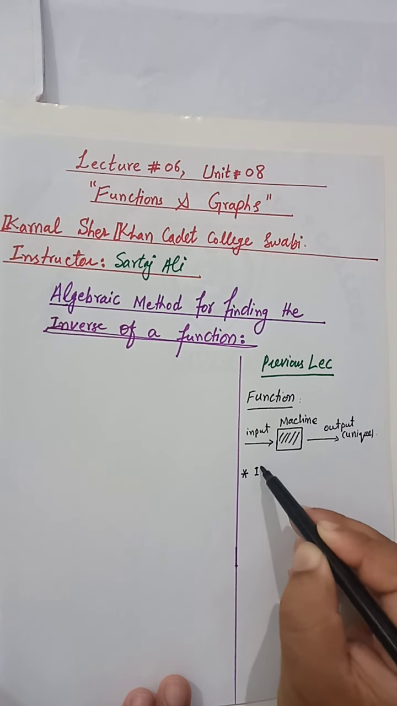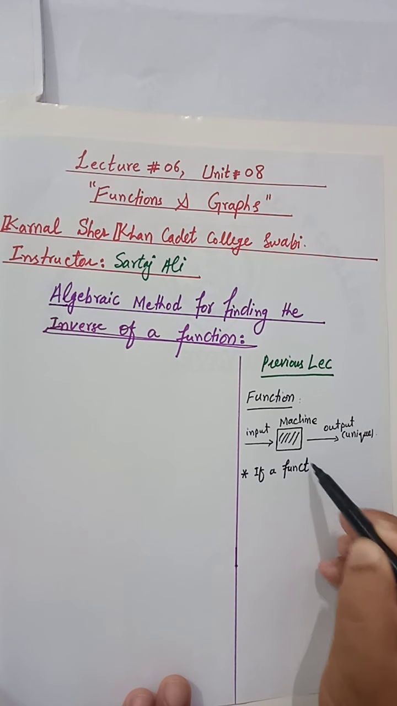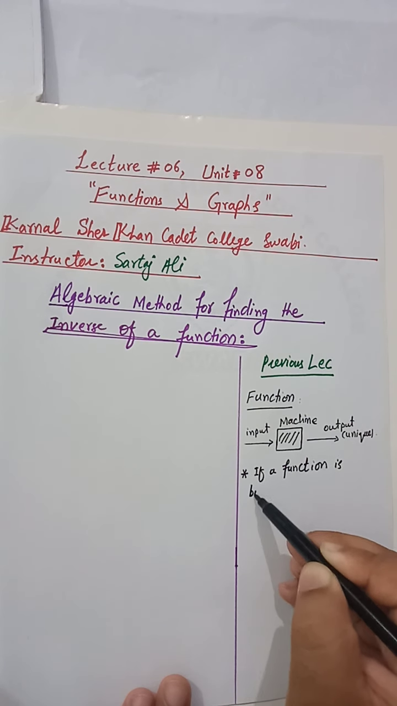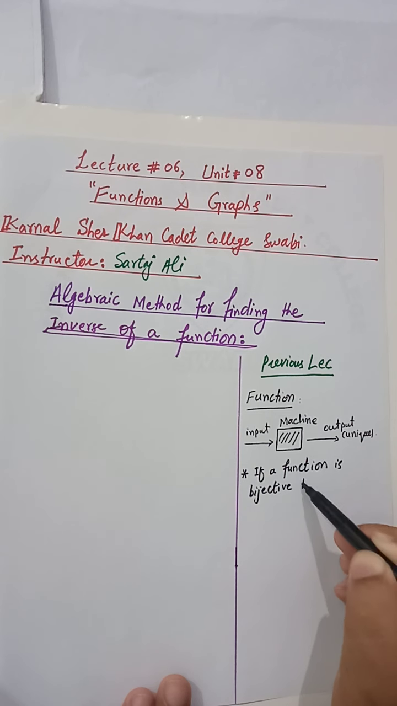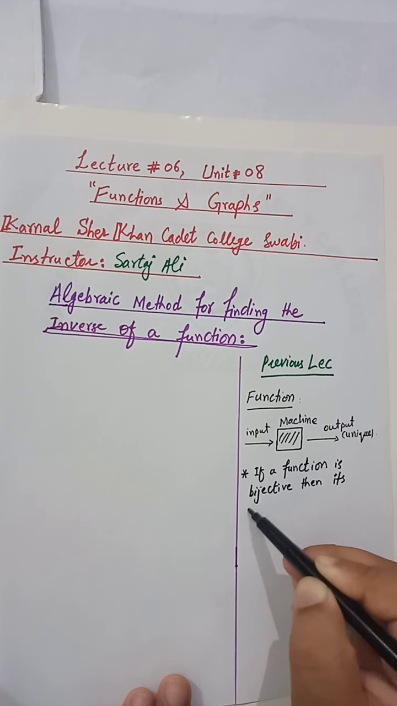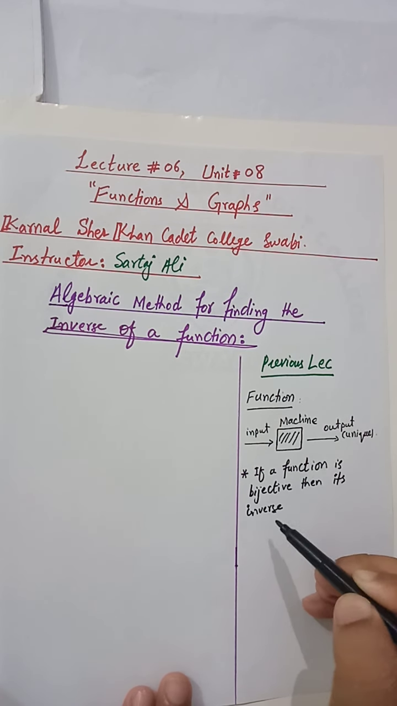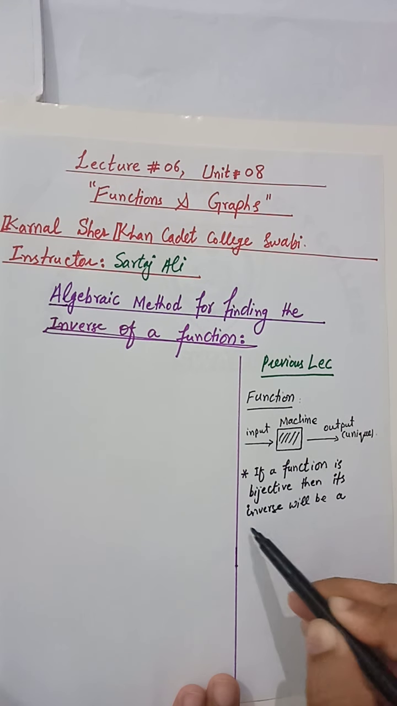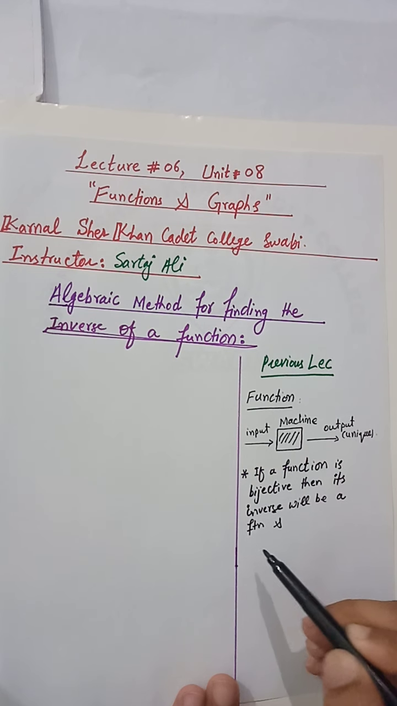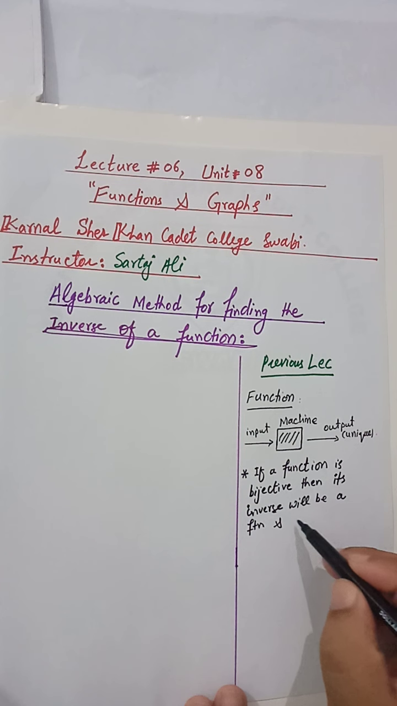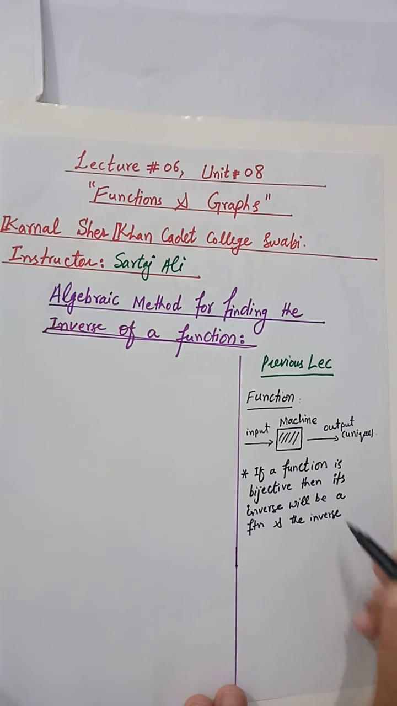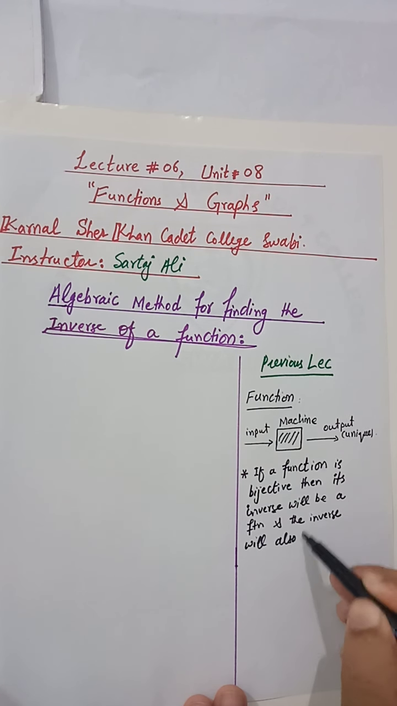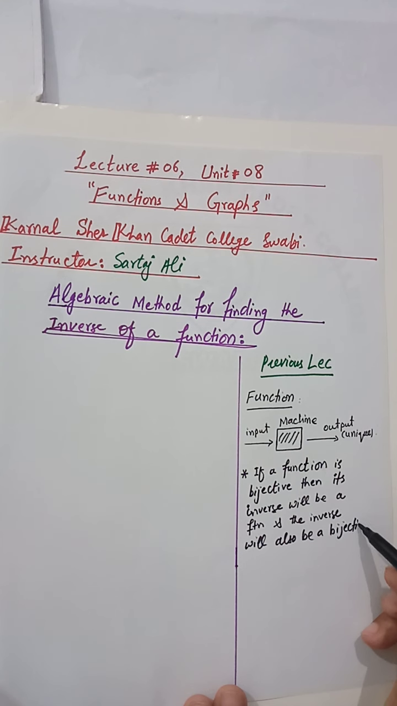If a function is bijective, then its inverse will be a function, and the inverse function will also be bijective. Bijective means one-one and onto. A one-one function is also called an injective function, and an onto function is also called a surjective function.